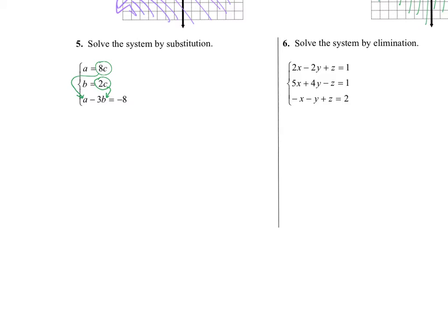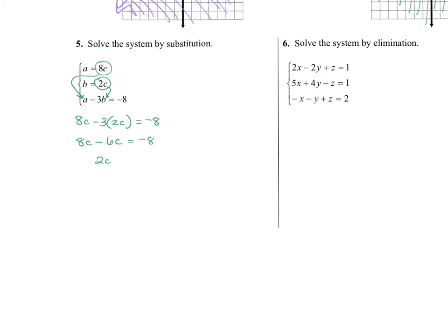So when we plug that in, we get 8C minus 3 times 2C equals -8. Okay, now simplify that. 8C minus 6C equals -8.